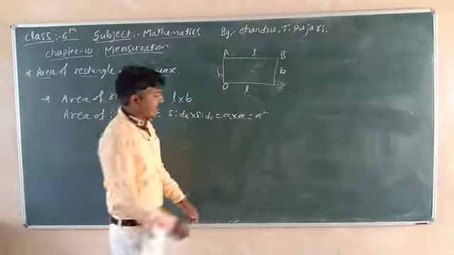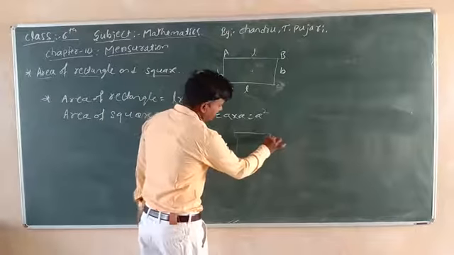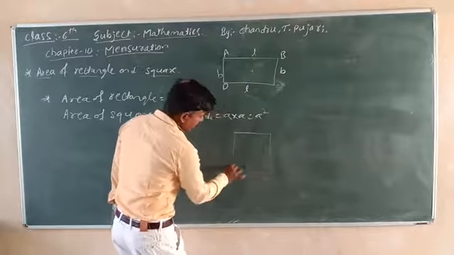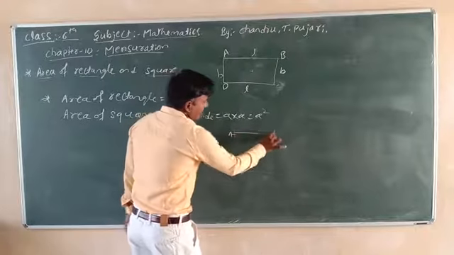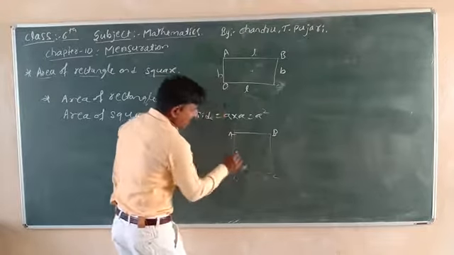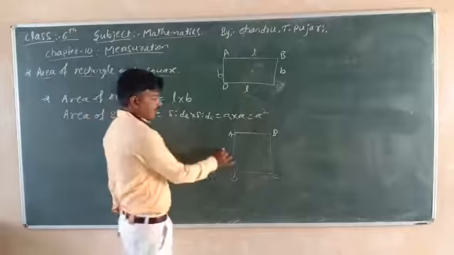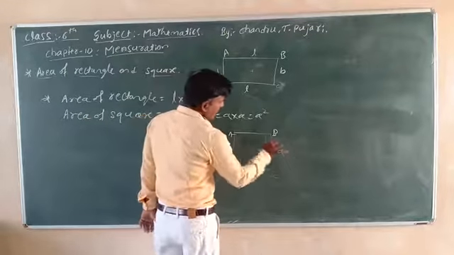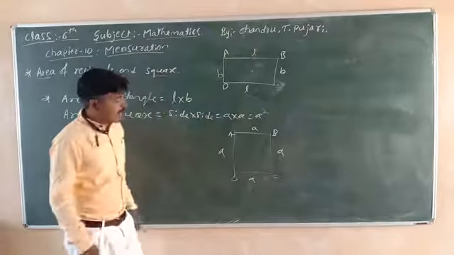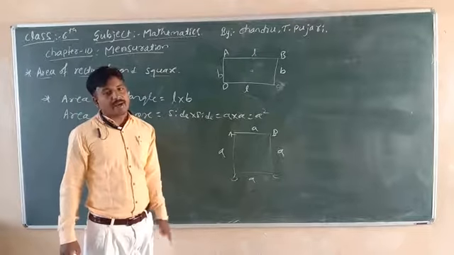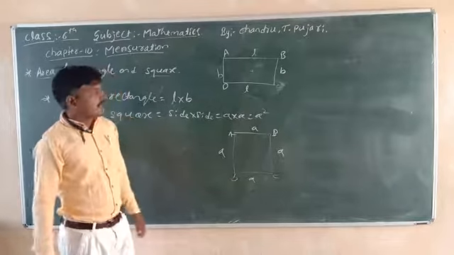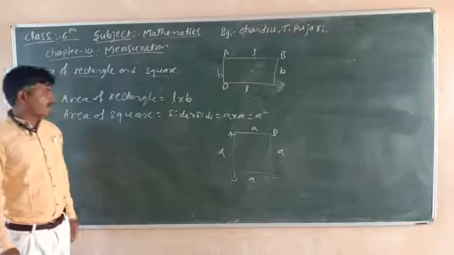But in the square, ABC is the square. All sides are equal, say a. All sides are equal. Again, a into a is a square. Otherwise, side into side is a square. That is the area of a square.